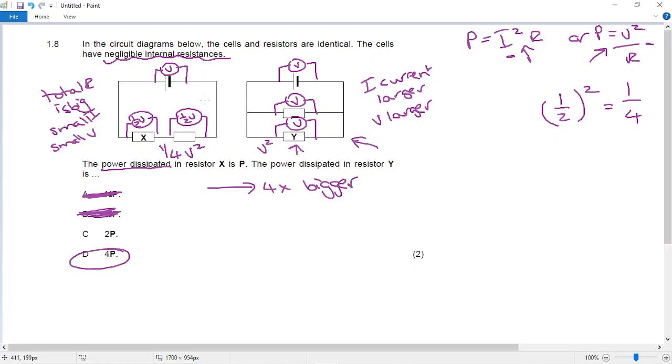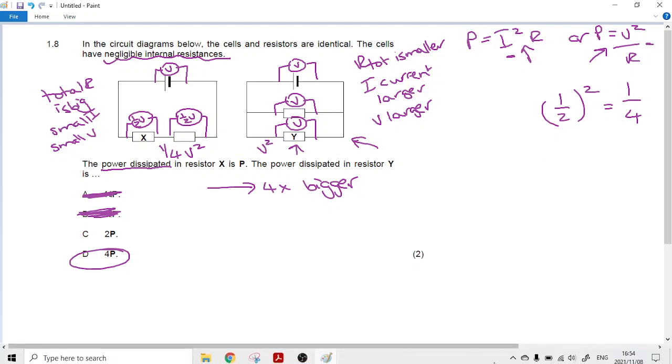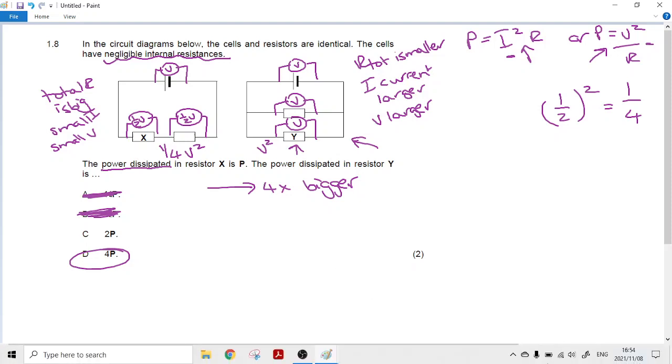The same thing will happen here. The current will be larger because the total resistance of this circuit is smaller. So the current is larger, but the answer is 4P because of the squared factor in power equals I squared R.